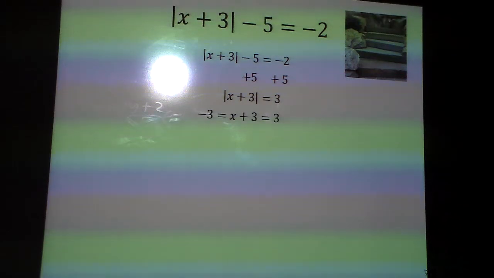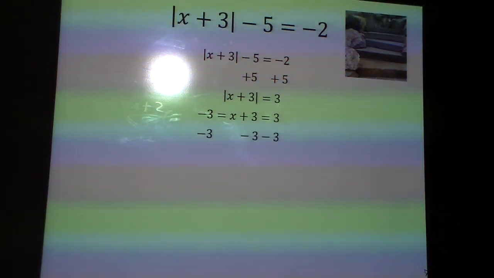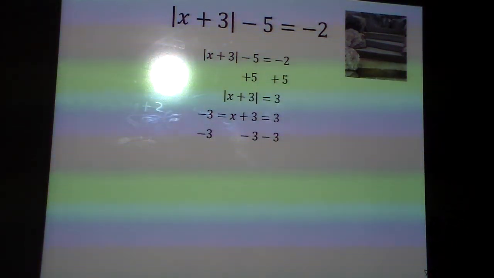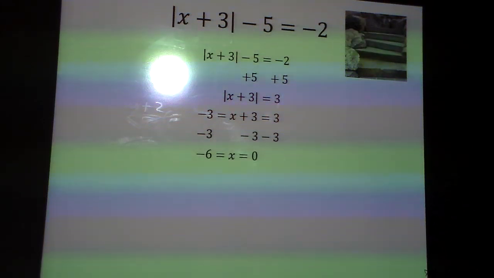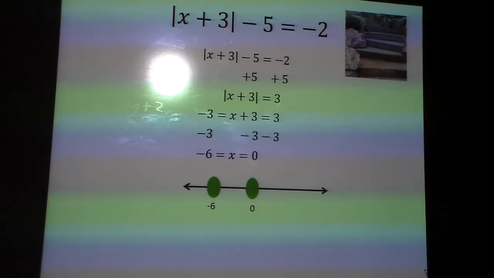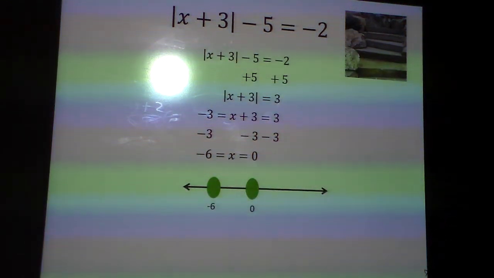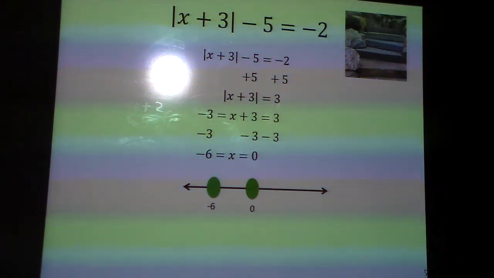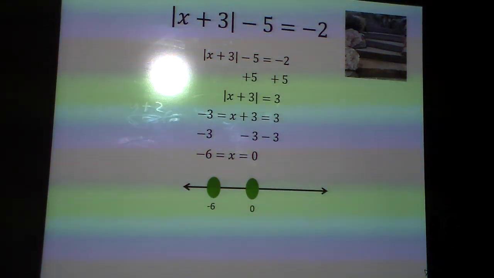And then to solve it, I'm going to subtract 3 from each side, right? And the 3 will cancel out, so I'm going to have -6 equals x and x equals 0, which I could graph like a dot, there'd be dots on those points right there. Now notice, there are two answers here to this particular equation. There are two, all right?